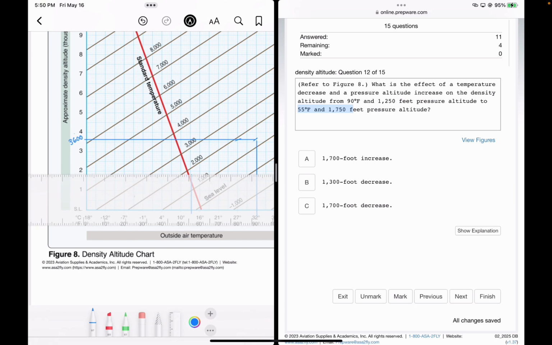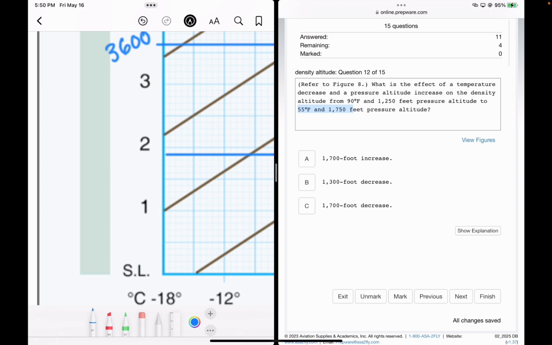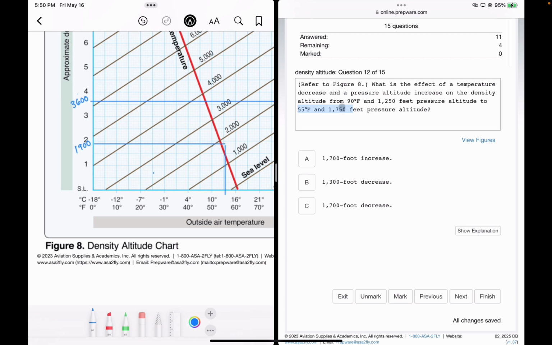Then you use your pen to draw. Zoom in. What does that say? I think that says 1900. Okay, and then you subtract 3,600 minus 1900. I got 1,700.